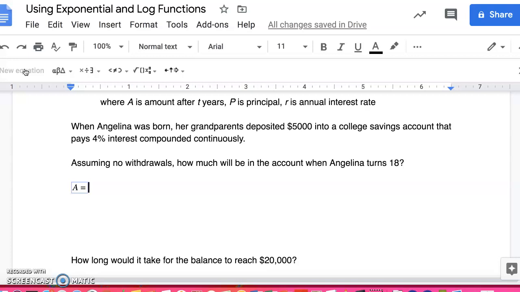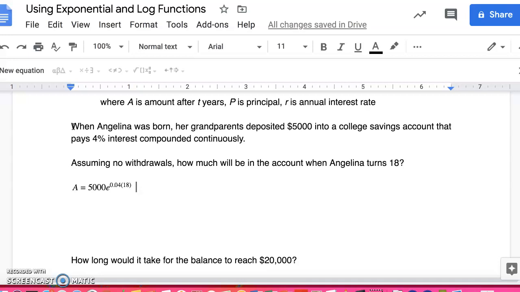P in Pe^(rt) is principal. That's your starting amount. So $5,000 is what she started with. Then you got e to the power of rt. And so r is the rate, 4% interest. Don't put 4 in. You always put the interest rate as a decimal. And then we are looking when she turns 18. And so at that point, you're just putting that in the calculator.